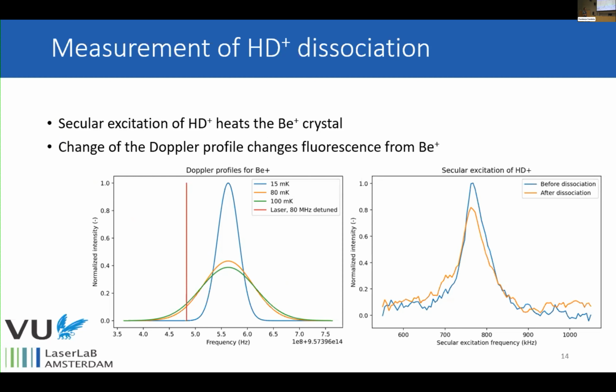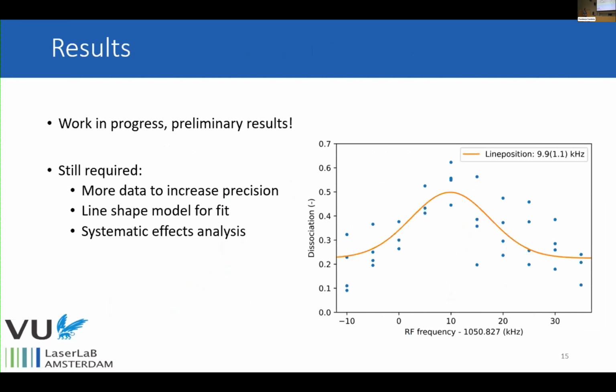So here you can see the fluorescence as a result of the secular excitation before and after dissociation. And then this difference is the amount of dissociated HD+. Then these are the results that we got from scanning the RF frequency. So it's still a work in progress. So be aware these are preliminary results.